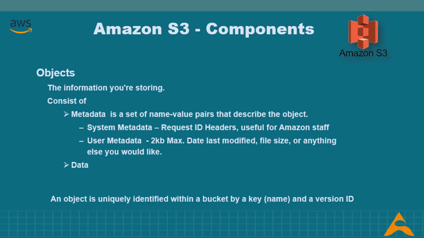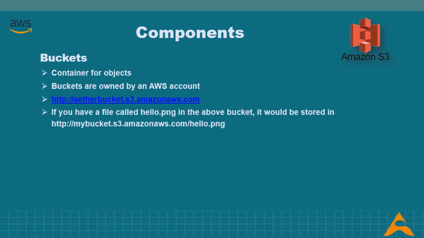Another key component is the bucket, which is a container for objects stored in Amazon S3. Every object is contained in a bucket. Buckets are owned by an AWS account. Suppose we have a file called hello.png that is stored in an S3 bucket, then the URL of the file will be the link shown on the screen.